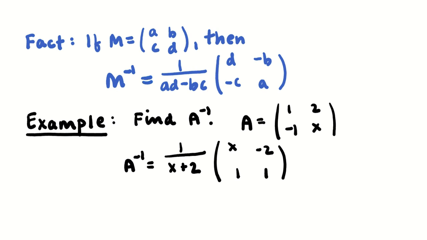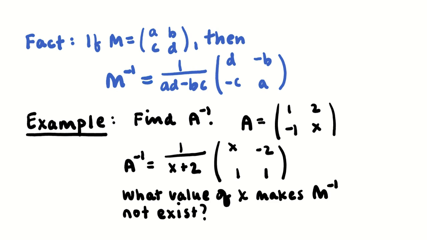And the question I was getting towards is, when would the inverse not exist? What value of X makes M inverse, or A inverse in this case, not exist? If you look at it, what could go wrong? It's the division, and we could be dividing by 0. So if X was negative 2, then we would have a serious problem. You might notice that if X was negative 2, then we would have a proportionality between our columns or between our rows. That's something we're going to talk about at great length as we move forward in the course.